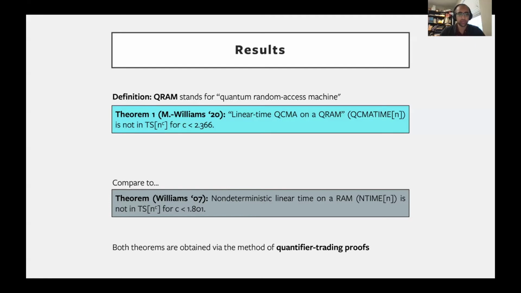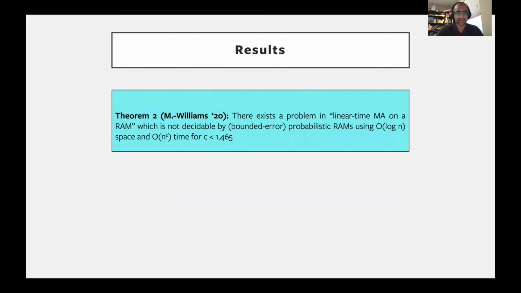But briefly, before I get to the methods and techniques used to prove theorem 1, I just want to briefly mention the other two theorems in the paper. We're not going to talk very much about those, but I just wanted to state them so they're in your minds. Theorem 2 is that there exists a problem in linear time MA on a RAM which is not decidable by bounded error probabilistic RAMs using O of log n space and O of n to the C time for C less than 1.465.